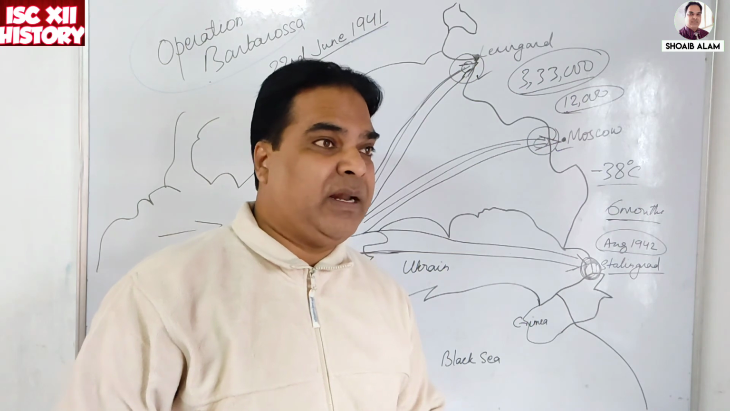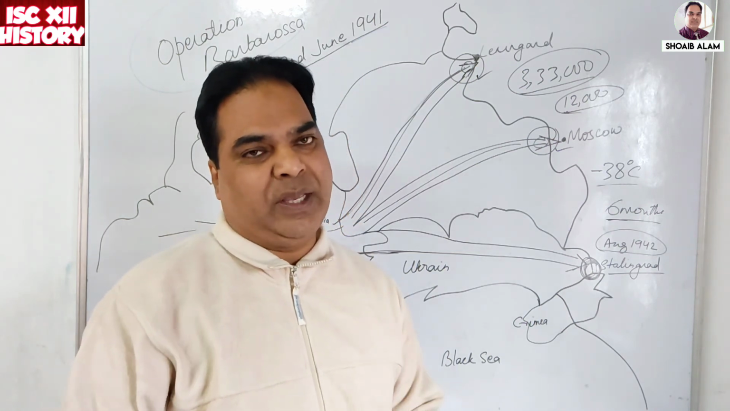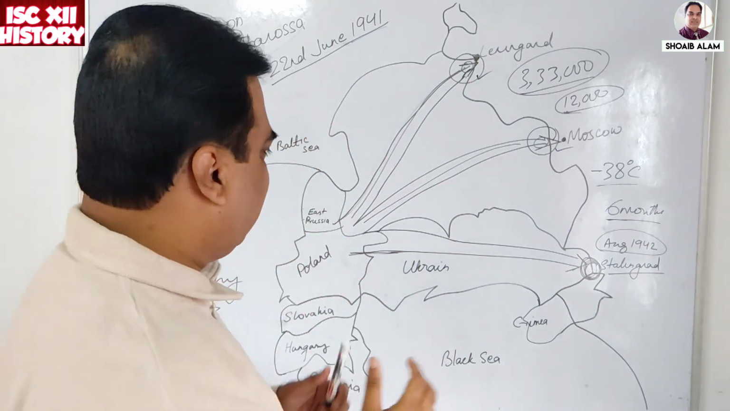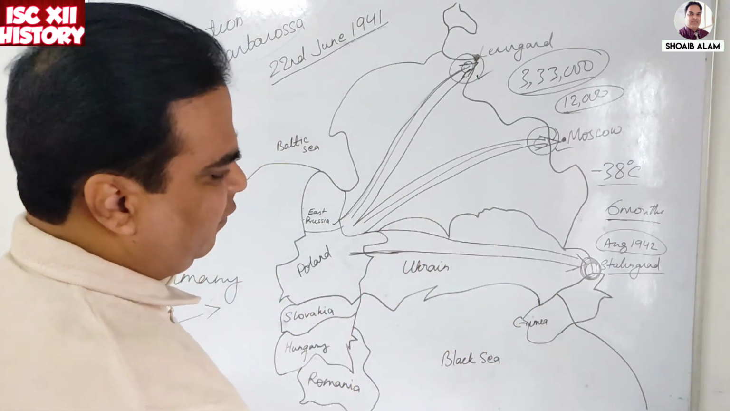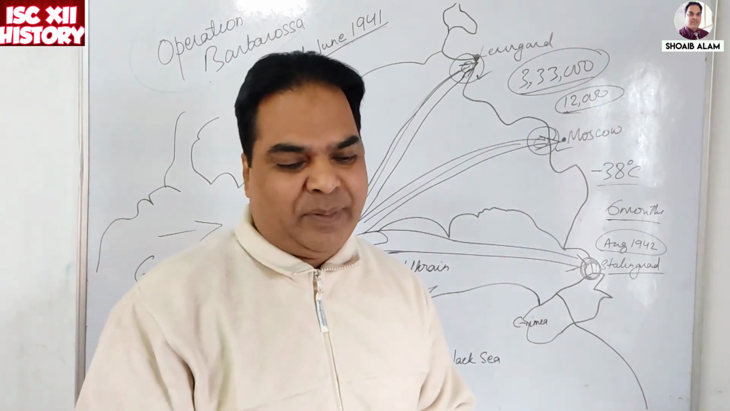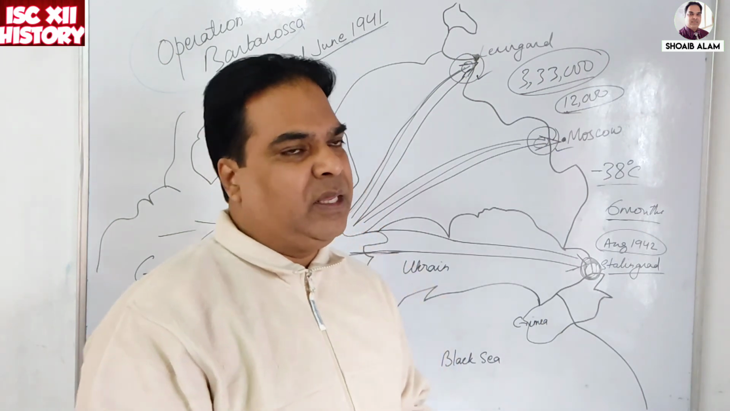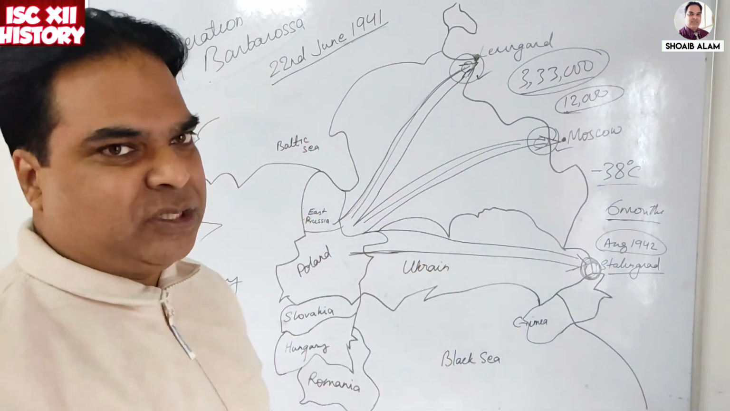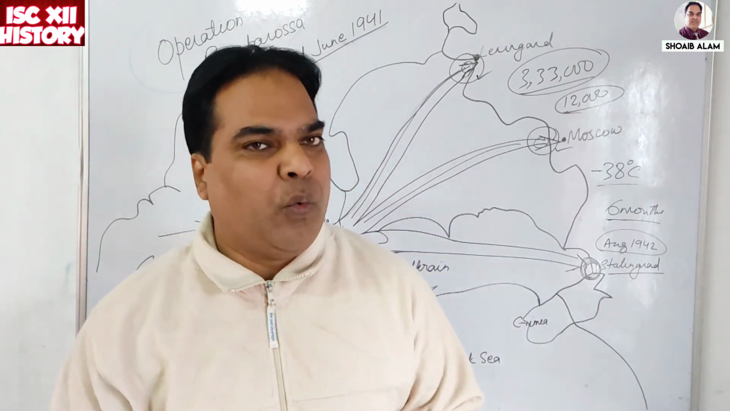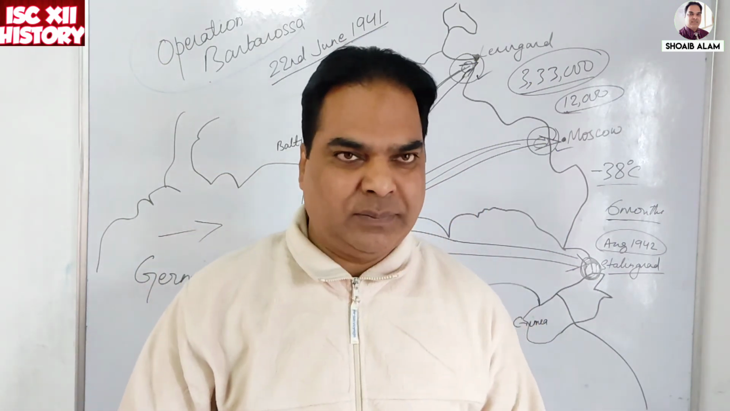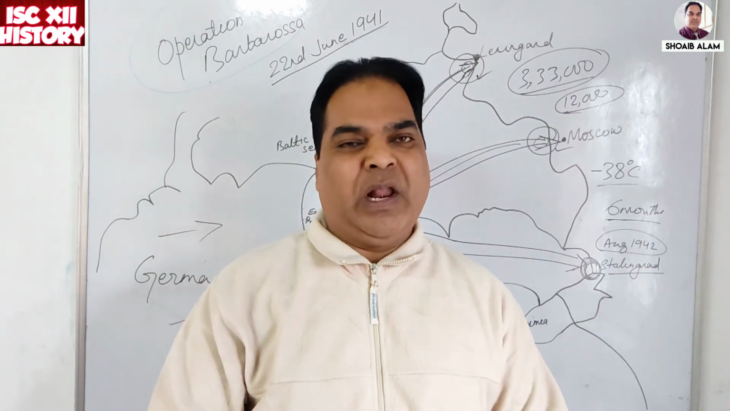He should not have underestimated Russia this way. So this is all about Operation Barbarossa. Hope you won't mind this rough map. You can check the map given in your book also. So this is all about Operation Barbarossa, the second turning point in the Second World War. Hope you all have understood it.